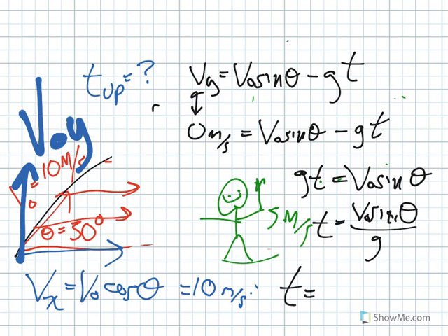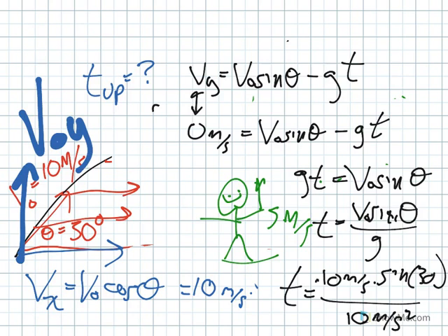So 10 meters per second times sine of 30 divided by 10 meters per second squared. Okay, sine of 30 is 1/2, as we already said. 10 divided by 10 is 1. The units come out to be seconds. So yeah, the time it takes going up is 1/2 second.